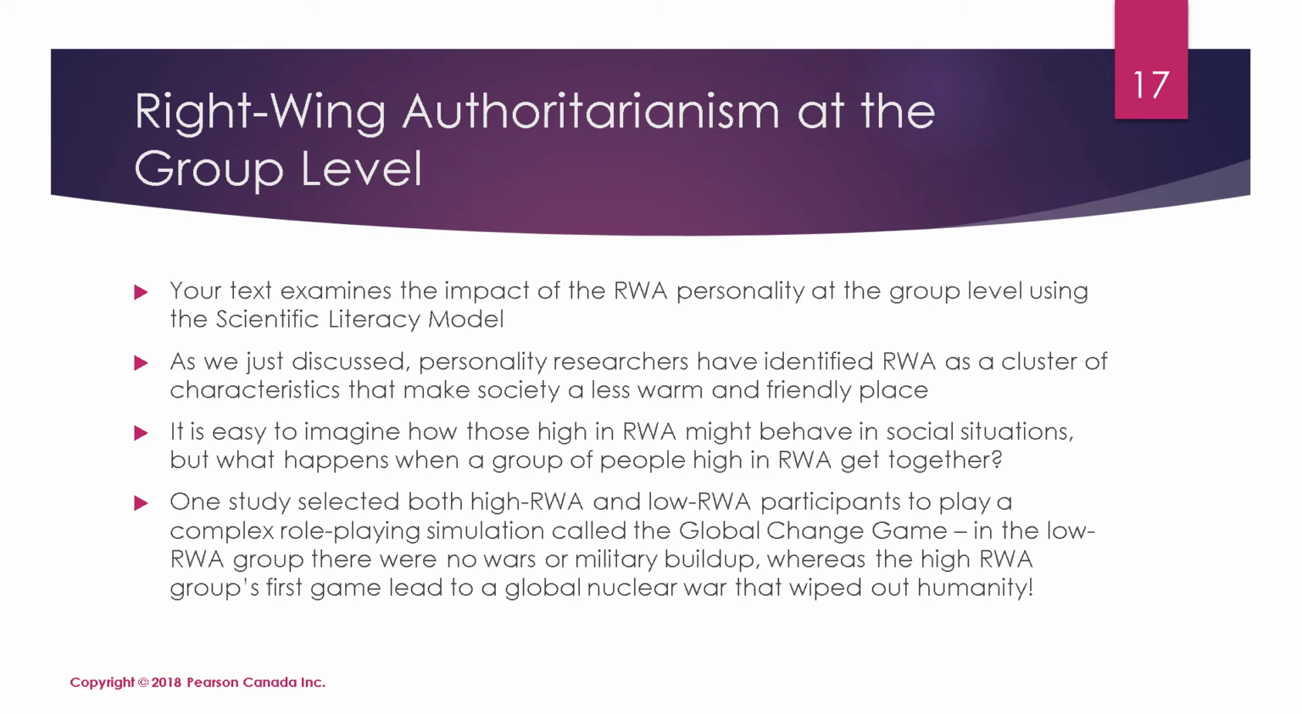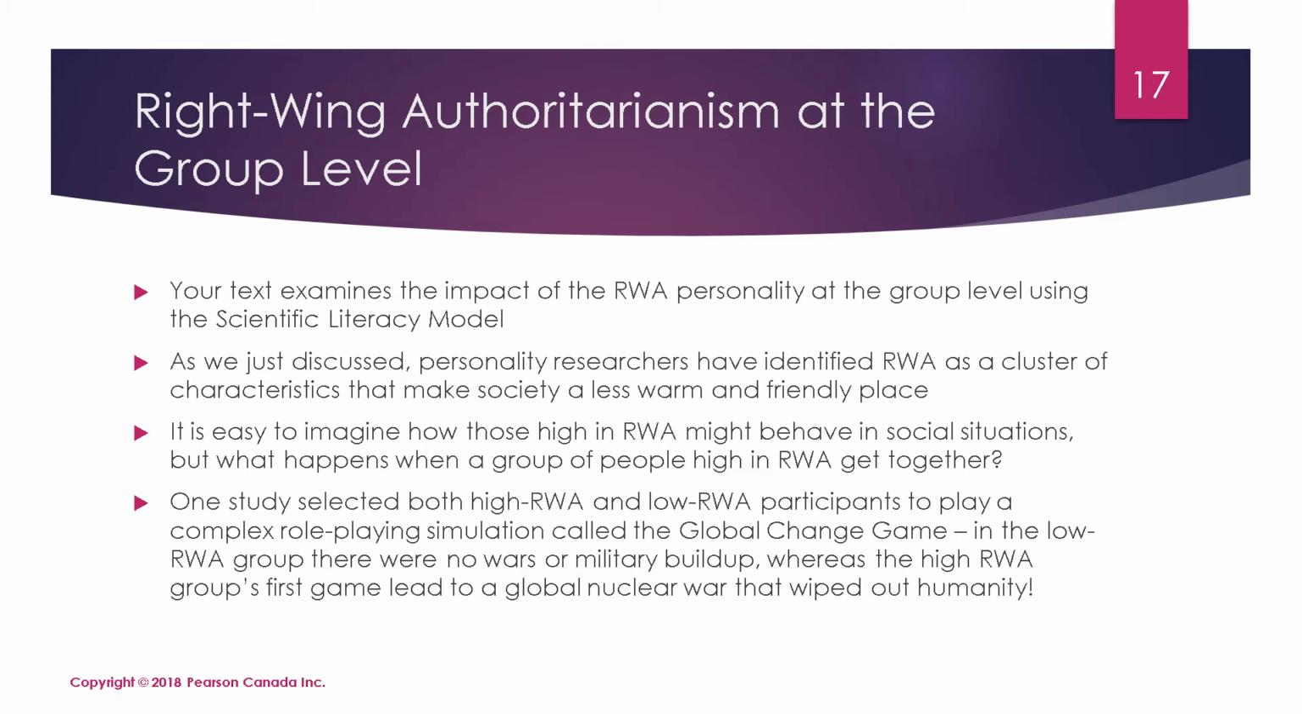Whereas in the group with high RWA, their first game led to a global nuclear war that wiped out humanity very quickly. They weren't even able to make it to the end of the 40-year simulation because they had blown each other up. So they allowed that high RWA group a second chance to try again, and you think that maybe they might have learned from their mistakes. But no, the second time they did make it to the 40-year point, but essentially everyone on Earth was divided into armed camps, on the brink of an all-out war.